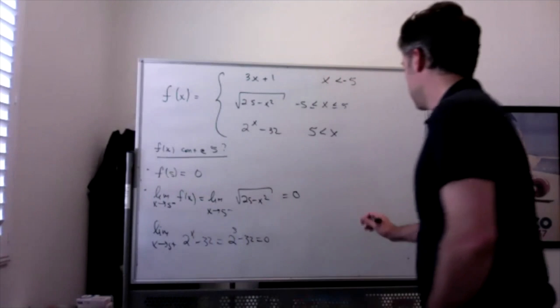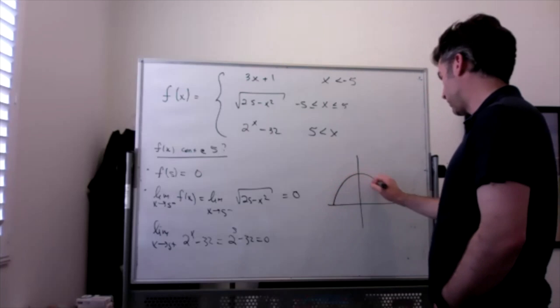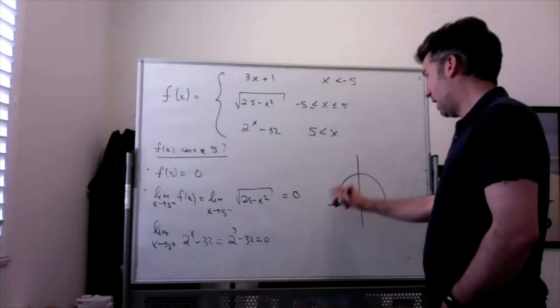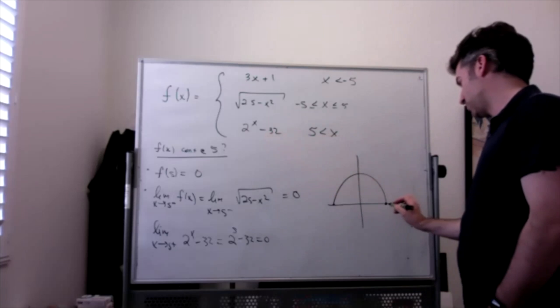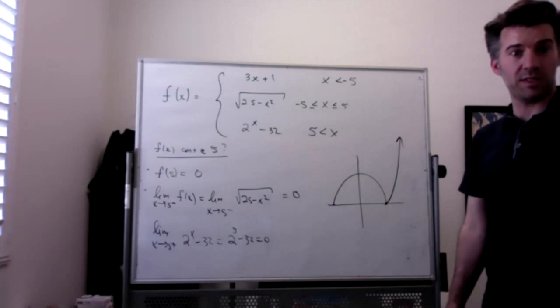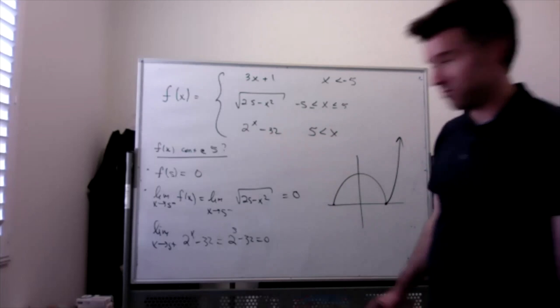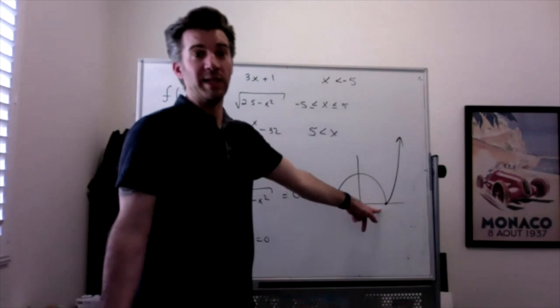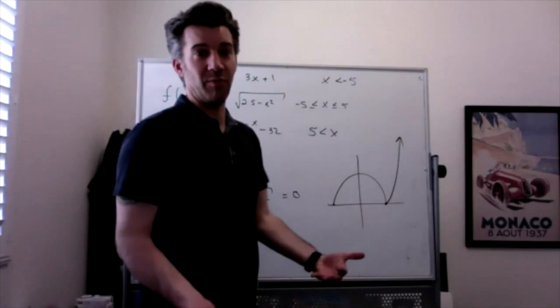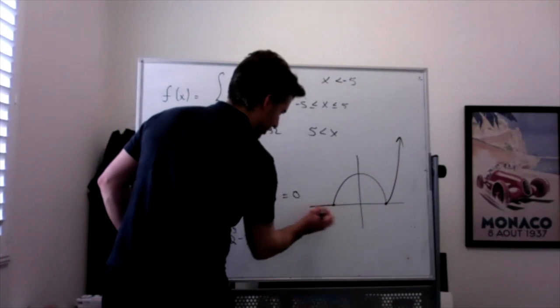So at least the right-hand side of this looks something like, okay, here's my half circle from -5 to 5, and then this 2 to the x minus 32 is doing something like this. So it is continuous there. It's not differentiable, but that's another story. It's not differentiable because you have a pointy point, or a cusp is the more normal word to say, but I like to say pointy point, so you're probably going to say pointy point.